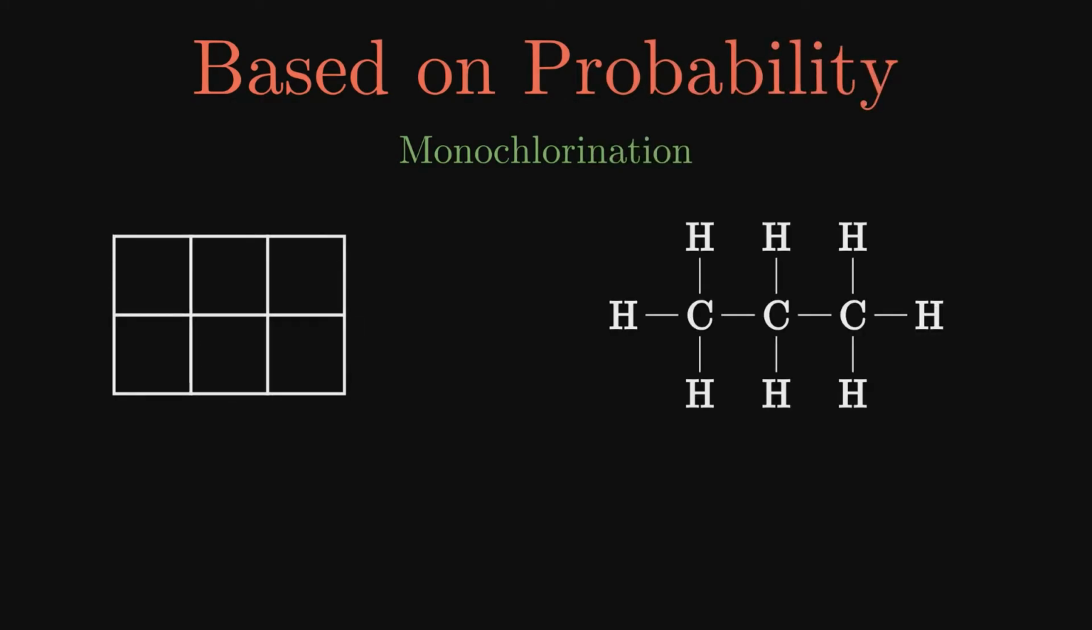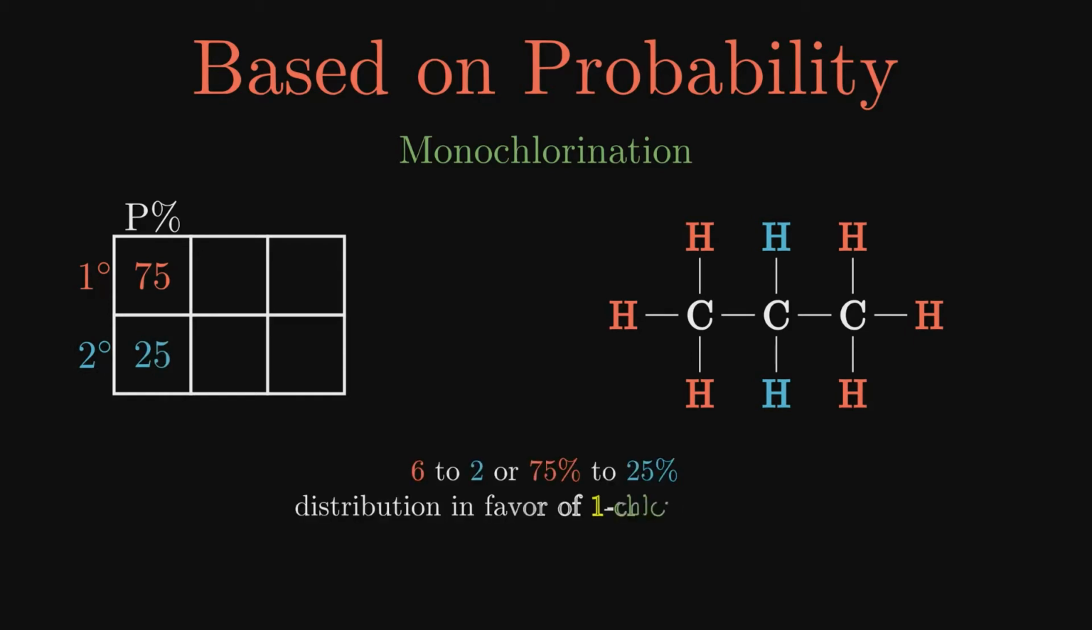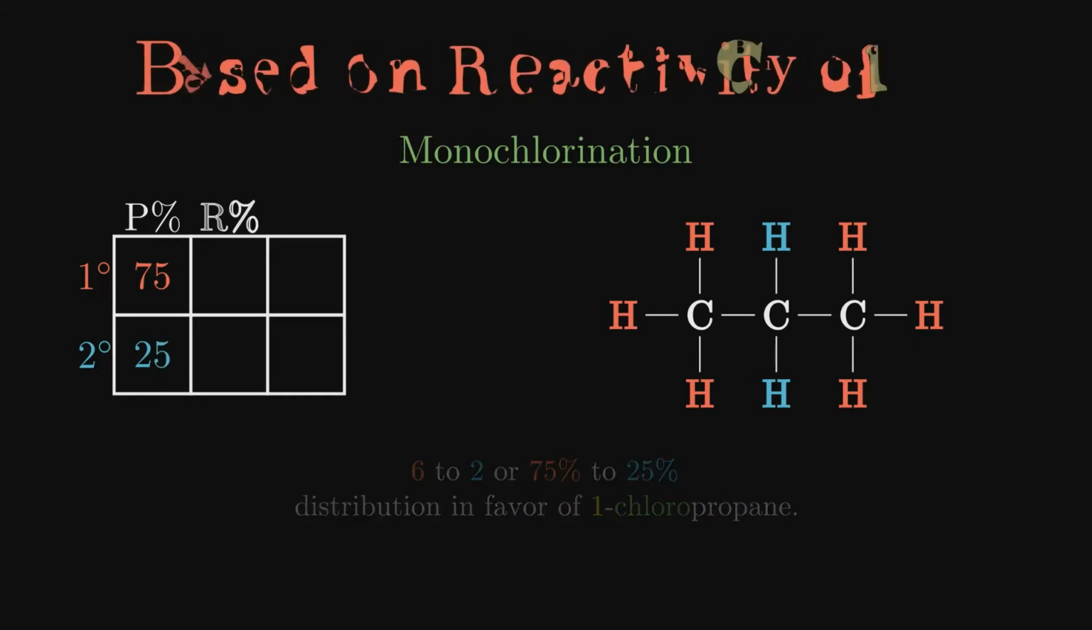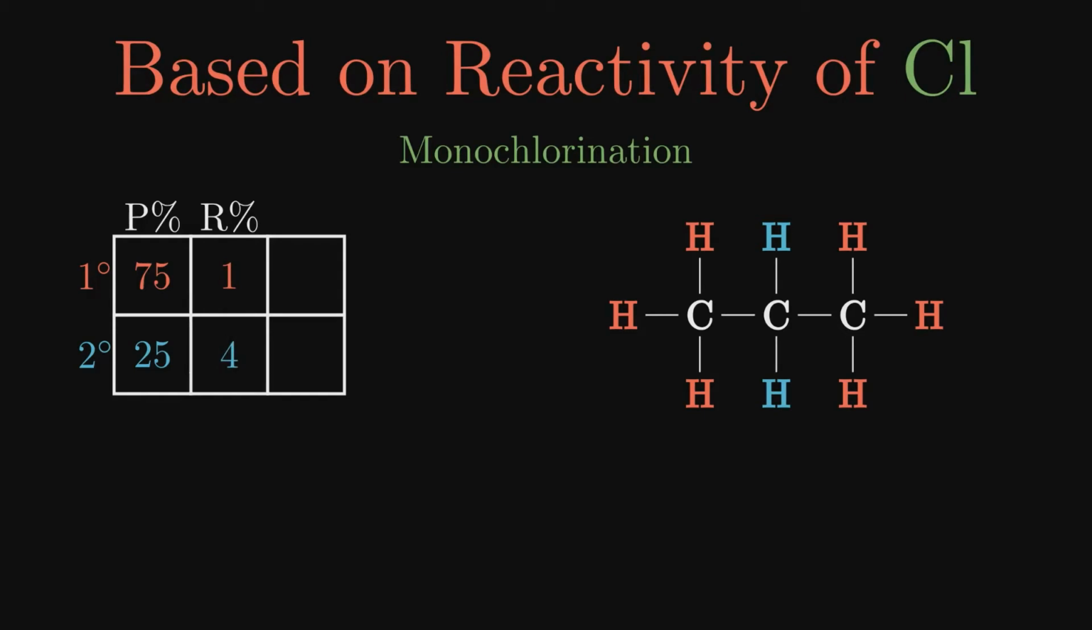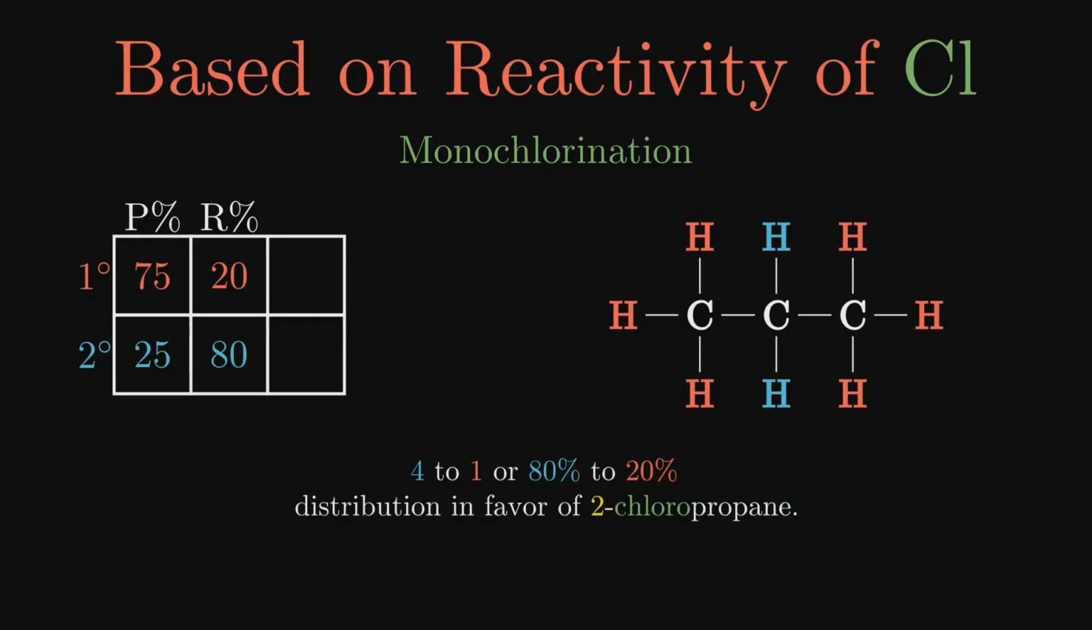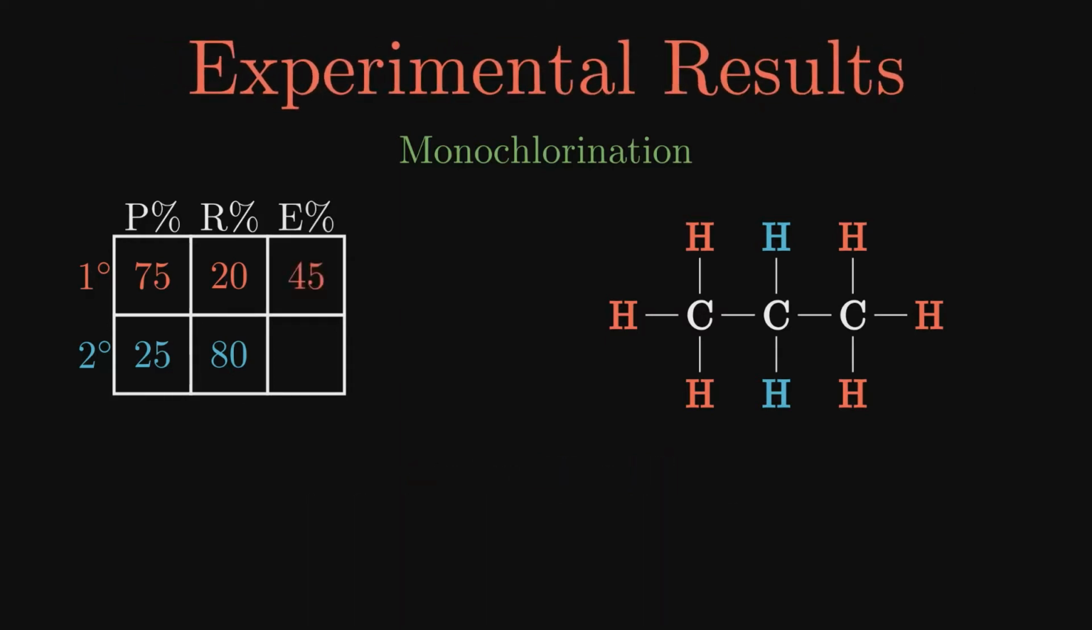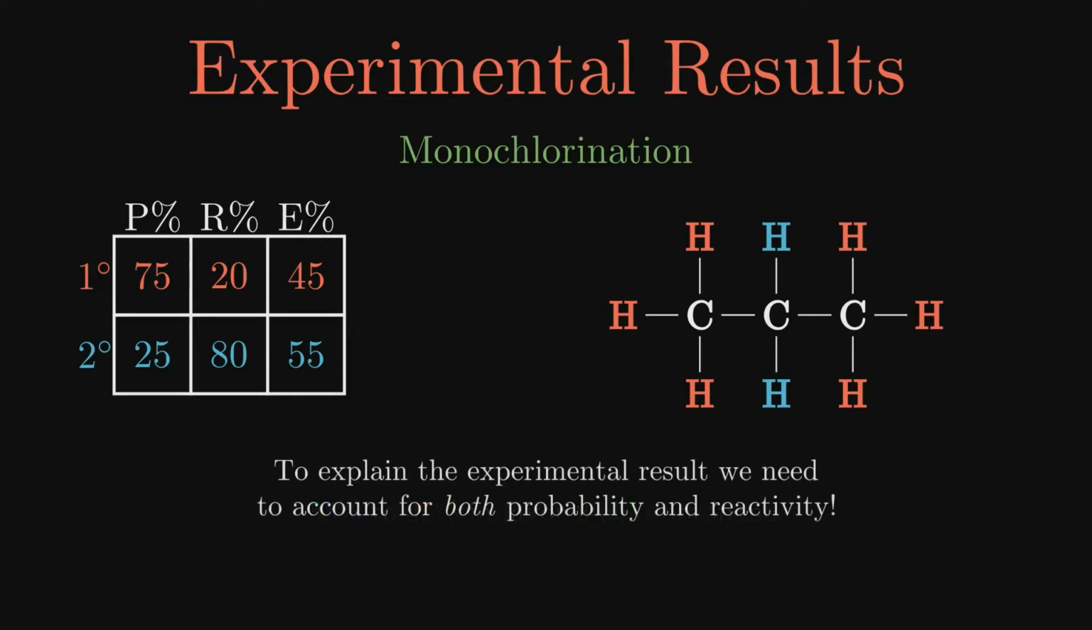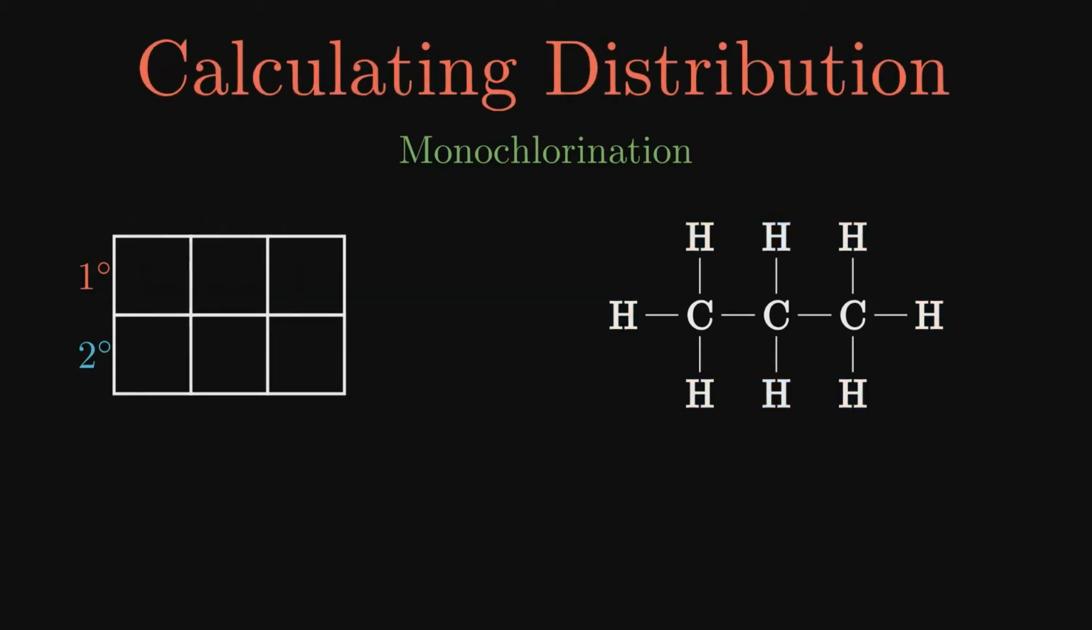With more primary hydrogens on the molecule than secondary, random chance would result in a product distribution of 75 to 25% in favor of the primary halide 1-chloropropane. The 4-to-1 difference in reactivity of chlorine should result in an 80 to 20% distribution in favor of the secondary halide 2-chloropropane. However, we also know that the experimental distribution is somewhere between these two extremes. This means that to explain the result, we need to account for both the probability and the reactivity of the halogen. This is going to involve a bit of maths.